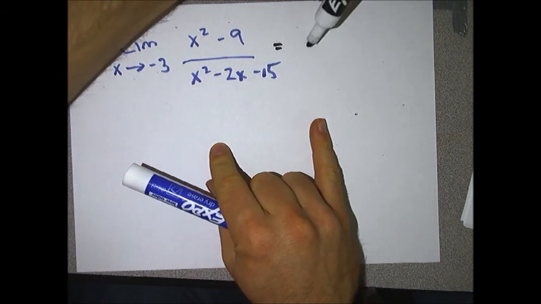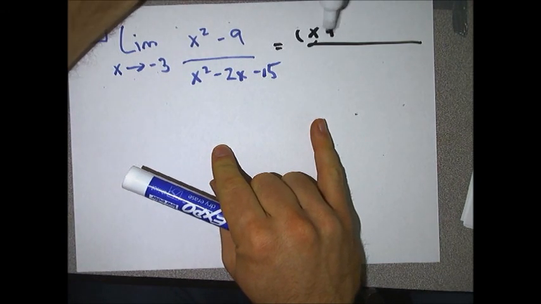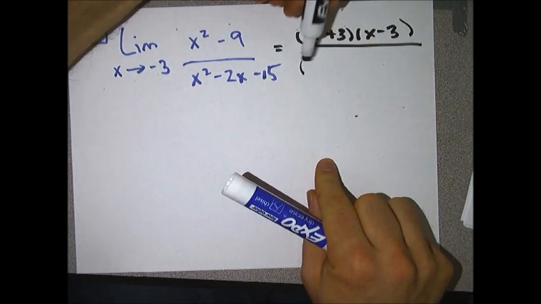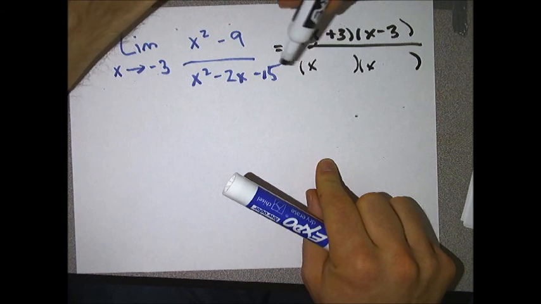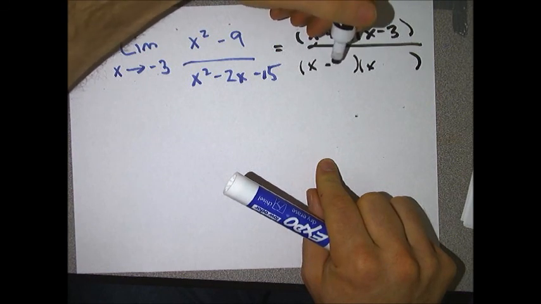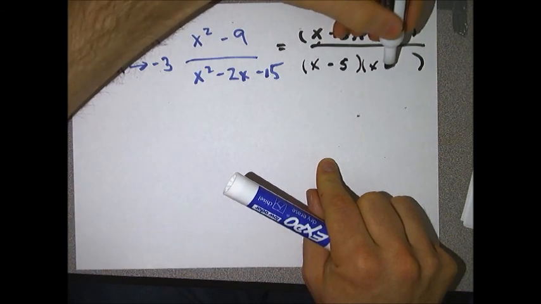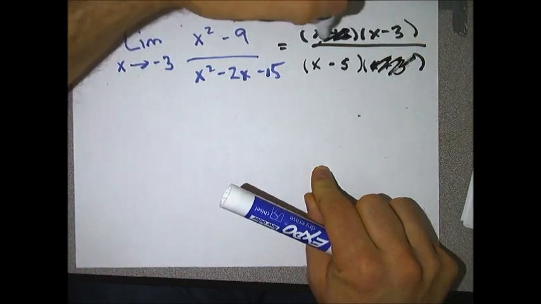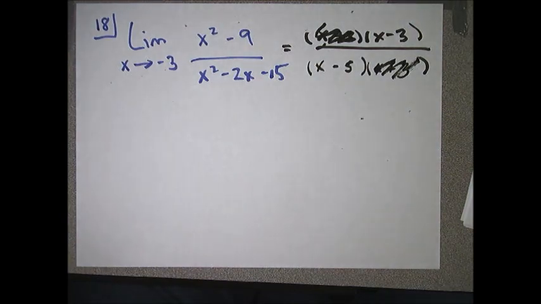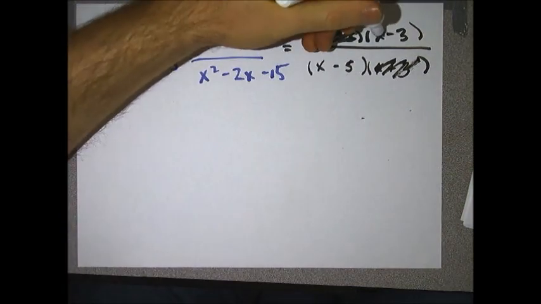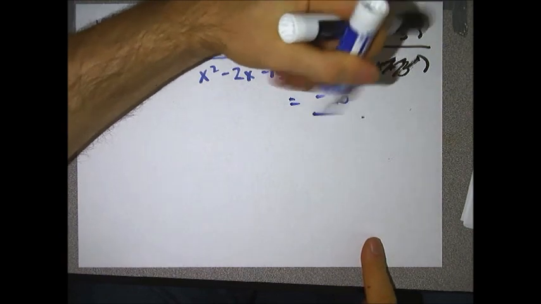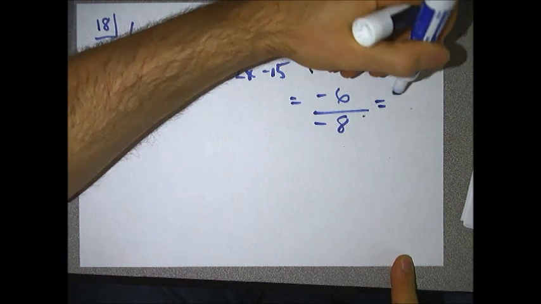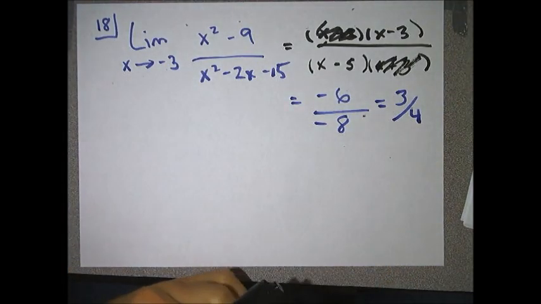So now we say, hopefully we can factor. So that's x plus 3, x minus 3. And then on the bottom we have x and x. We want a -2 in the middle. So minus 5 plus 3. Now I'm going to cancel the x plus 3 with the x plus 3, and I'm going to try plugging in negative 3 again. If I plug negative 3 in this time, negative 3 minus 3 is negative 6. Negative 3 minus 5 is negative 8. Negative over negative is a positive. Positive 3/4.